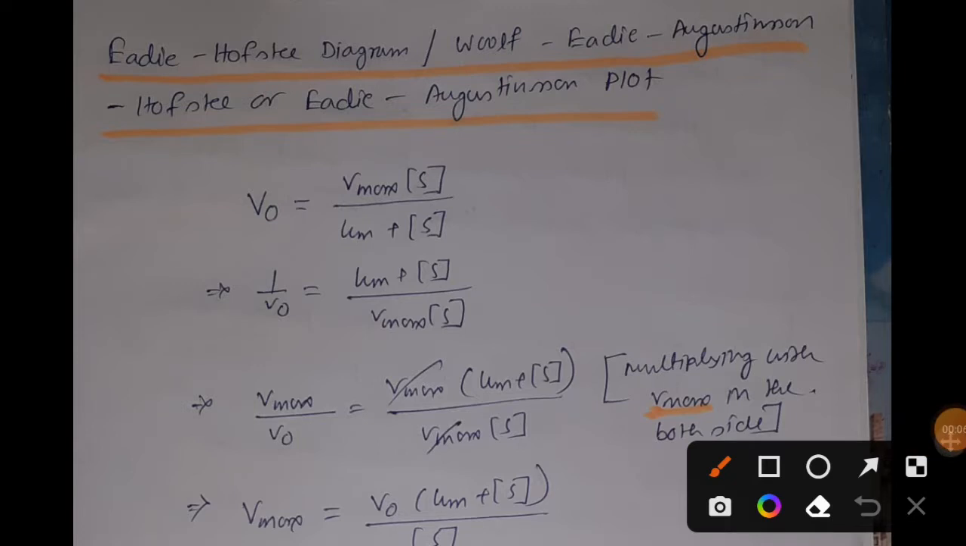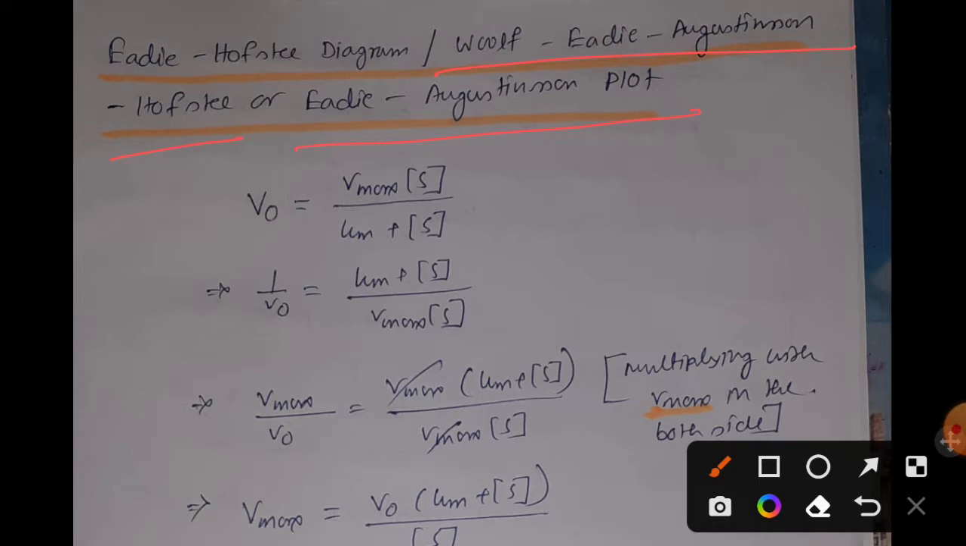In this video tutorial we are going to talk about the Eadie-Hofstee diagram, or the Woolf-Eadie-Augustinsson-Hofstee or Eadie-Augustinsson plot. This is another approach to graphically represent the Michaelis-Menten equation. In other words, it is another approach to linearize the Michaelis-Menten equation in a graph.